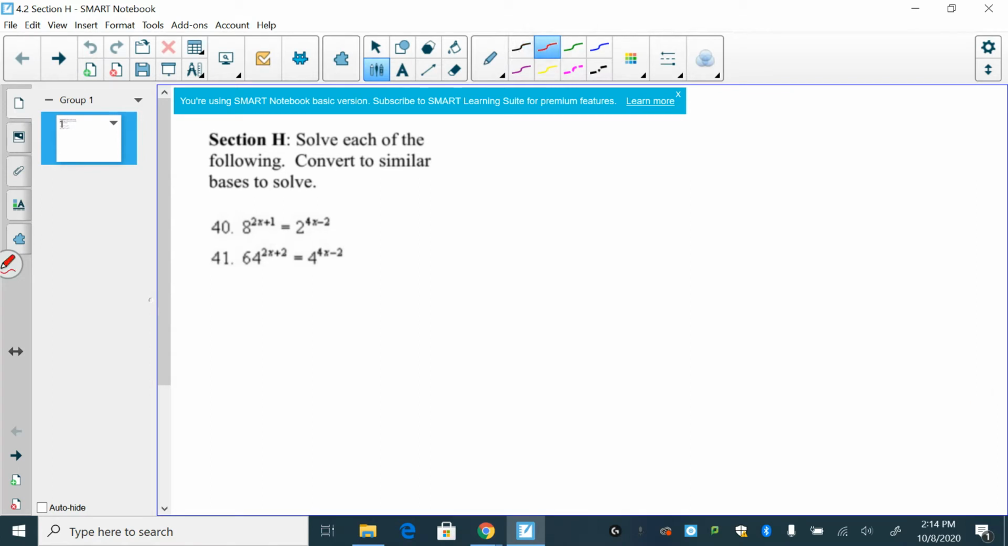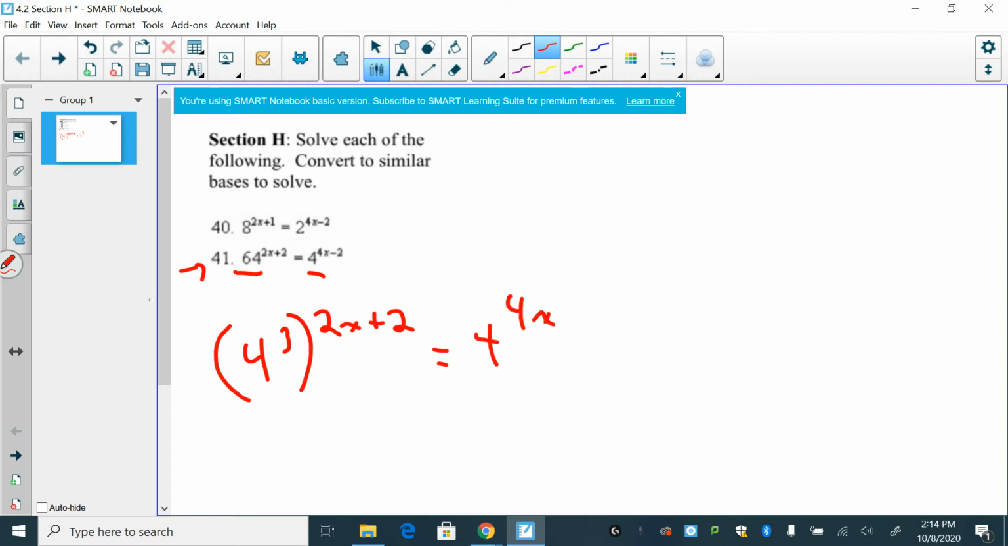So looking at 41, I look at them, I go, okay, I've got a 4 here. Is there any way I can make this 64 to a base of 4? Yes, I can. 4 to the exponent of 3 is 64. So I'm going to write 4 to the exponent of 3. That's the 64 part. But then I still have the 2x plus 2. So I'm going to write it outside of it. And then I'm going to rewrite 4 and 4x minus 2.